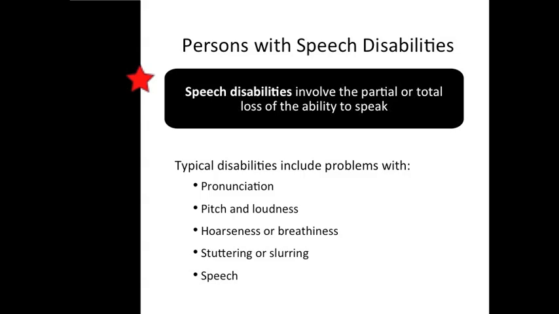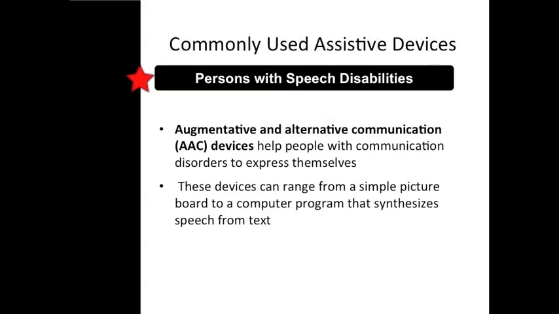Persons with speech disabilities. Speech disabilities involve the partial or total loss of the ability to speak. Typical disabilities include problems with pronunciation, pitch and loudness, hoarseness or breathiness, stuttering or slurring, and speech. Commonly used assistive devices. Persons with speech disabilities may use augmentative and alternative communication devices. These devices help people with communication disorders to express themselves. These devices can range from a simple picture board to a computer program that synthesizes speech from text.